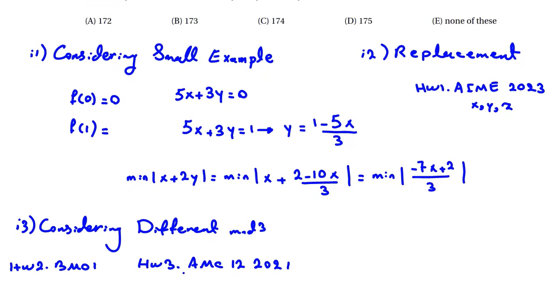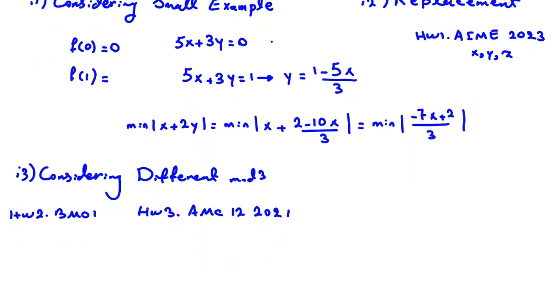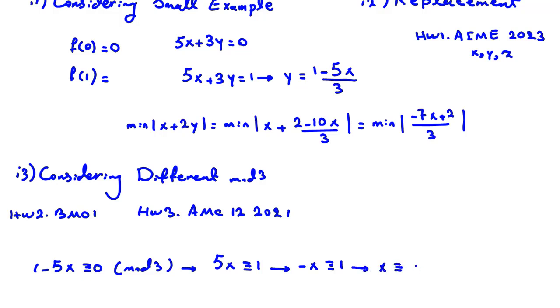Okay. Now here, 1 minus 5x is a multiple of 3, so 1 minus 5x is 0 mod 3. So we can write 5x is congruent to 1 mod 3. 5 mod 3 is negative 1, so negative x is 1, so x is negative 1, which is 2 mod 3.